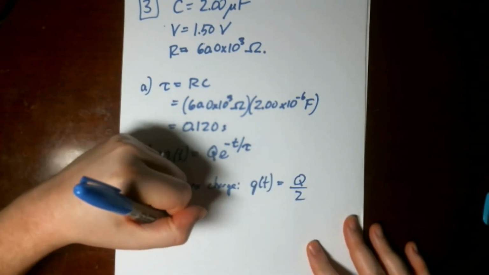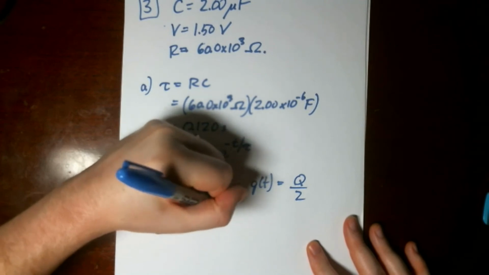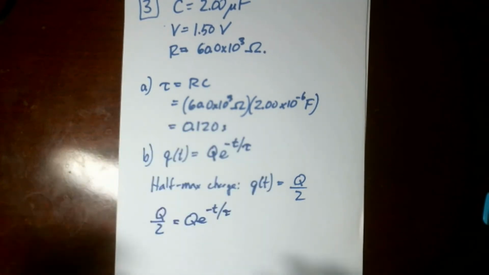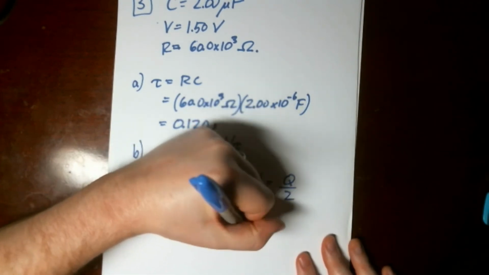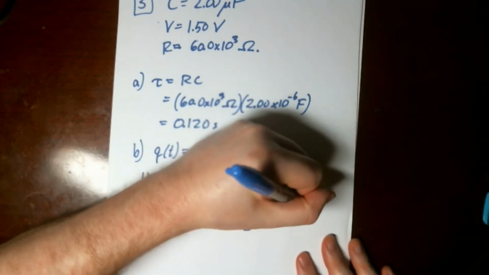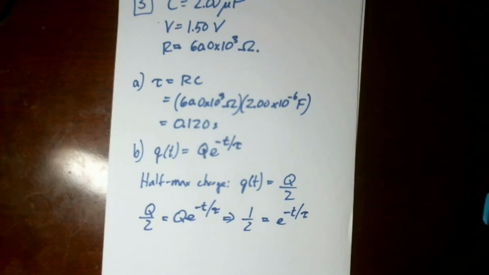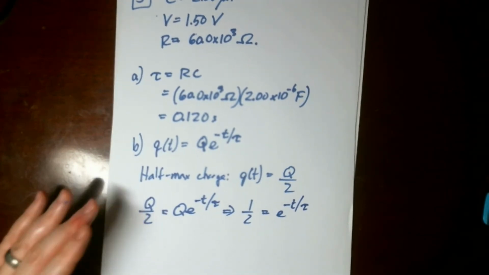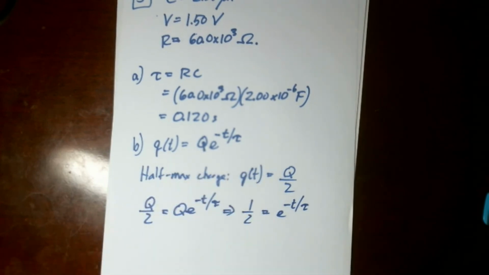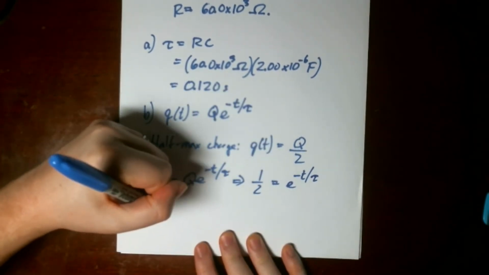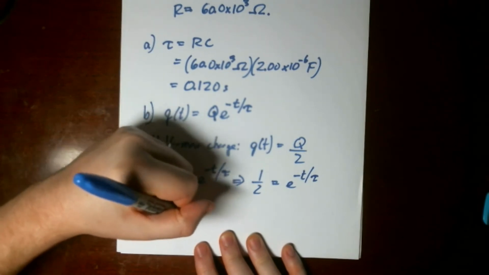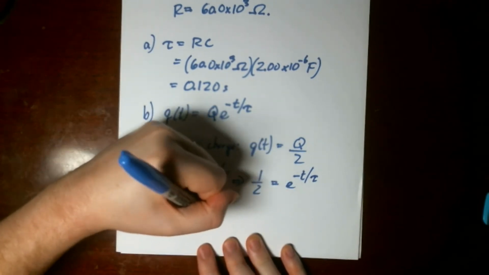So Q over 2 equals Q e to the negative t over tau. So we can just divide through by Q on both sides. And that leaves us with 1/2 equals e to the negative t over tau. So how do we solve for t? We want to find time. So how do we get that t down? Well, we need to take a natural log of both sides. So that gives us ln 1/2 is equal to negative t over tau.